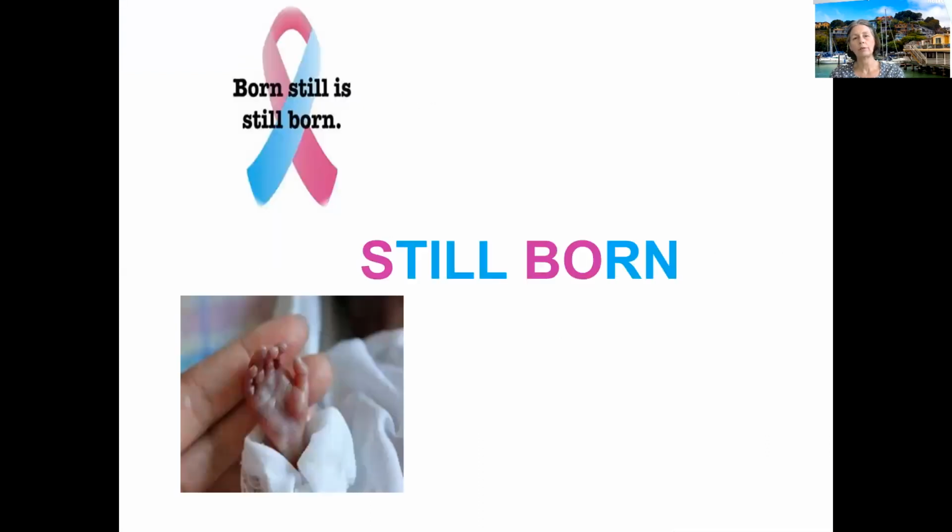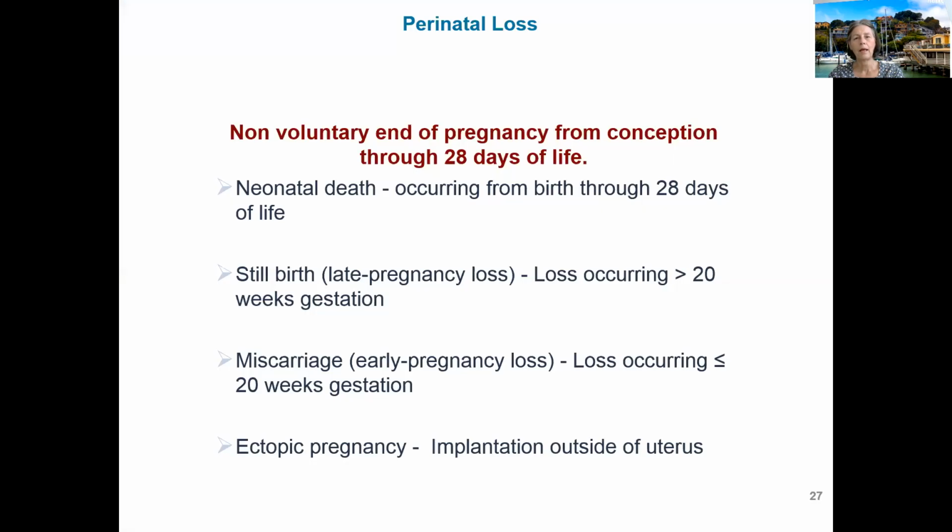Okay, stillborn. Born still is stillborn. That's right. A stillborn child, we have all these different definitions. Neonatal death is death that happens in that first 28 days of life during the neonatal period. Stillbirth is actually late pregnancy loss. You're after the age of viability, after 20 weeks, and then between 20 and 38, 40 weeks, the baby dies.